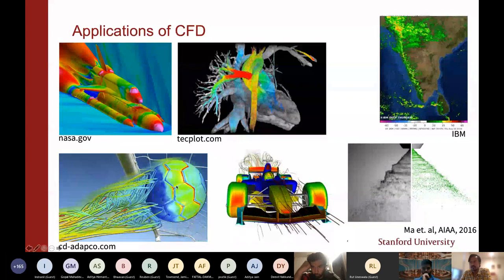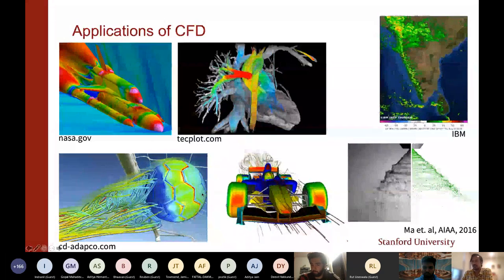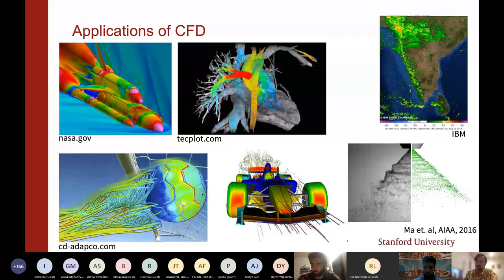And CFD is also used in sports. It's important to know the lift and drag of, for example, in this case, the soccer football. They also do this for golf. And for example, the golf ball has some dimples on it. That is done to create turbulence early on and reduce the drag so that it can fly in the air for a longer time.